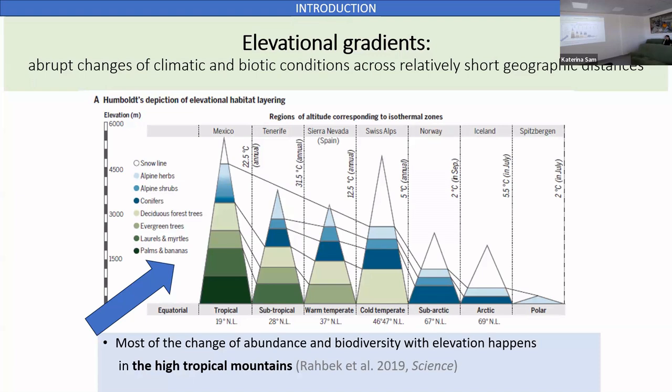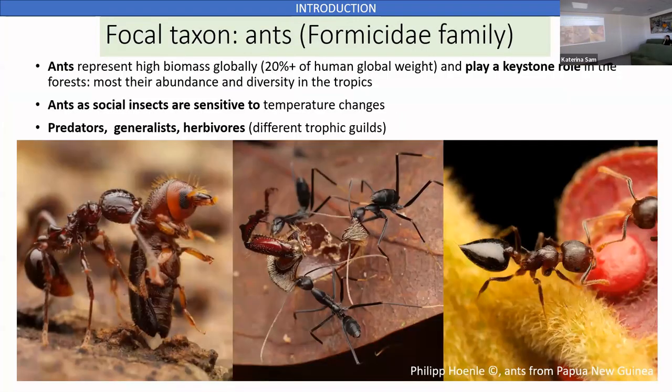Which also means that most of the changes in invertebrate abundance and biodiversity, but not only insects, but also plants and vertebrates, happen along these really huge tropical mountains. One of the taxa we are interested in our department, and especially in my laboratory, are some social insects, ants and termites. This will be about ants, which I am an expert on. And why we are interested in them is that recent estimates say that they actually make quite a significant part of the biomass of invertebrates on the earth.